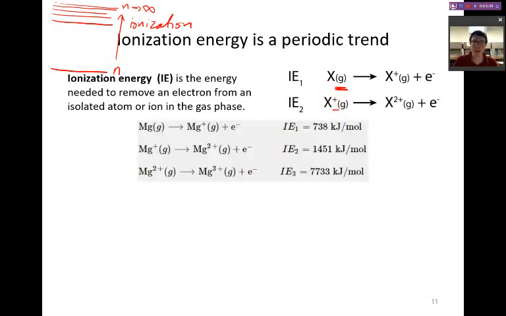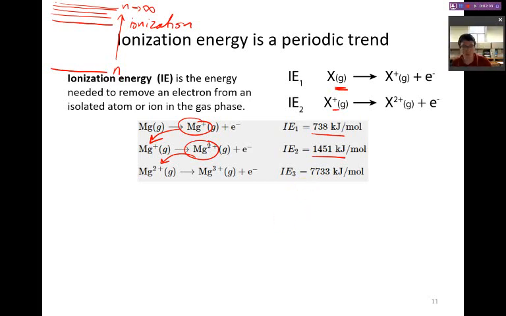So, for example, if we look at magnesium, if we take magnesium as a gas and we remove an electron, it requires 738 kilojoules per mole. If we take then that ion and now remove another electron from it, it requires 1451 kilojoules per mole. And if we take that resulting ion and remove an electron from it, that requires 7,733 kilojoules per mole.